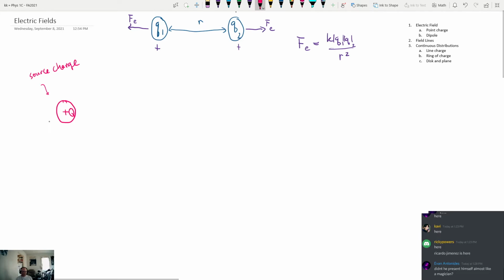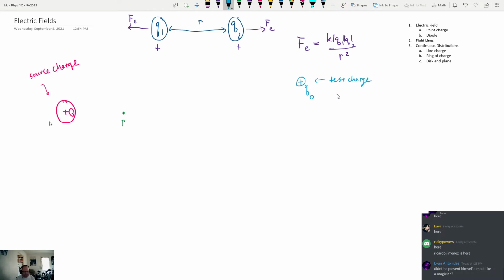Now, what I can do is come over here to a point in space that's some distance away from this object. Let's call this point P. And I can ask the question, if I were to place a positive charge right here, what would the direction of the force on that charge be? Does that make sense? Suppose I take another charge, a small charge. We're going to call it little q naught, because that's usually what's done in most textbooks. We're going to call this my test charge.